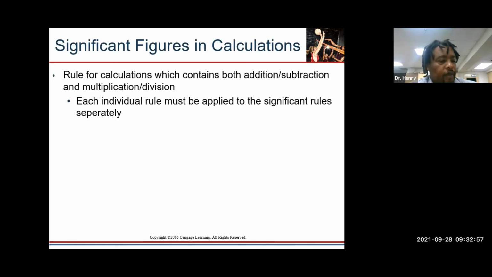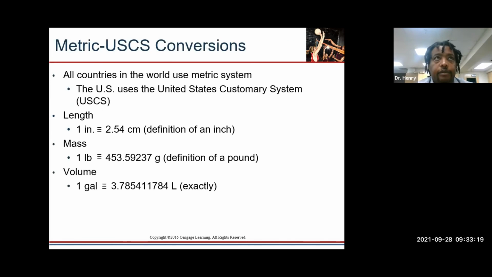So the rules for calculations. Okay, so we've already talked about the addition and subtraction. We also talked about multiplication and division. And we know that we have to use PEMDAS for it overall. So we've already gone over it. Let's move forward.